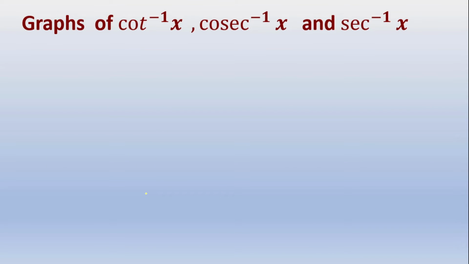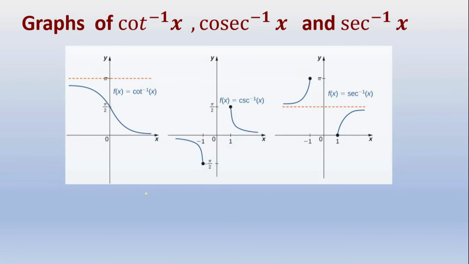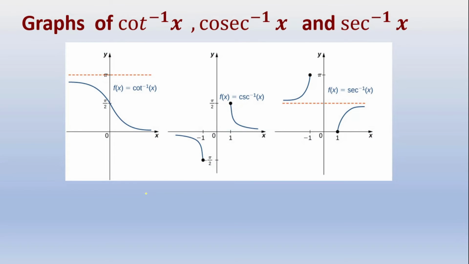Now let's see the graphs of cot inverse x, cosec inverse x, and sec inverse x. So these are the graphs. Now here also you can define cot inverse x as a function from R to (0, pi). That means your domain will be any real number and the range will be the open interval of 0 to pi. That will not include 0 and pi.